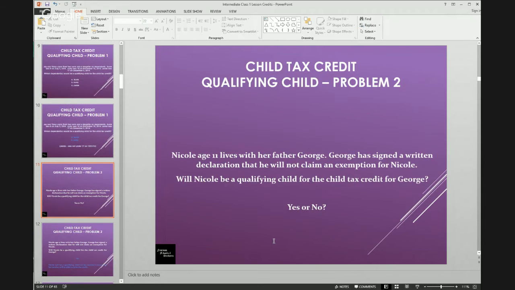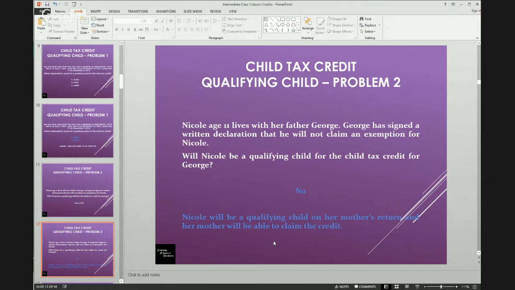So here we have Nicole. She's 11. She lives with her father, George. George has signed a written declaration that he will not claim the exemption for Nicole. Will Nicole be a qualifying child for the tax credit for George? The answer here would be no. Nicole will be the qualifying child on her mother's return, and her mother will be able to claim the credit.